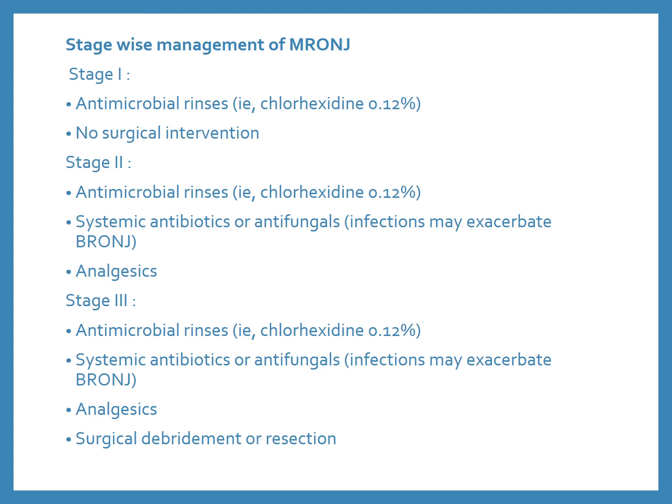The management can also be divided into stage 1, 2, and 3. Stage 1 is primarily antimicrobial rinses with no surgical intervention. Stage 2 would be antimicrobial rinses like chlorhexidine with systemic antibiotics or antifungals, and analgesics are also added in. Stage 3 cases would be best treated with antimicrobial rinses and systemic antibiotics or antifungals, analgesics, and surgical debridement or resection of the affected part of the jaw.